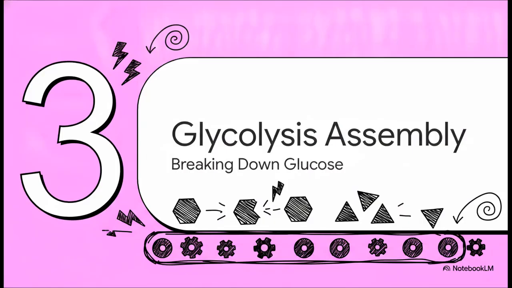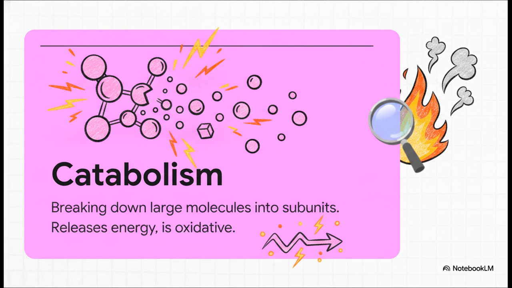Okay, section 3, glycolysis. This is our main assembly line, the place where we actually start extracting energy from our raw materials. To really get glycolysis, we first have to understand the type of work we're doing on this floor. Glycolysis is a textbook form of catabolism. This is the process of breaking down large, complex molecules into smaller, manageable subunits. It's an oxidative process, and the key takeaway here is that it releases energy. We are literally taking the chemical bonds of our food and shattering them to harvest power.